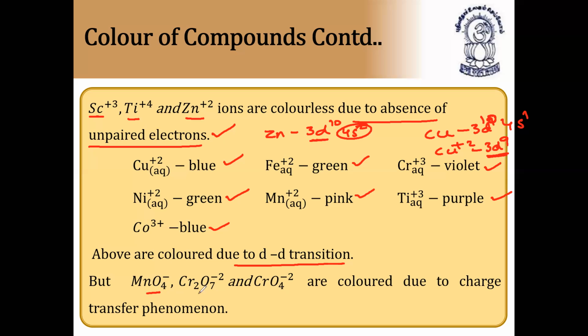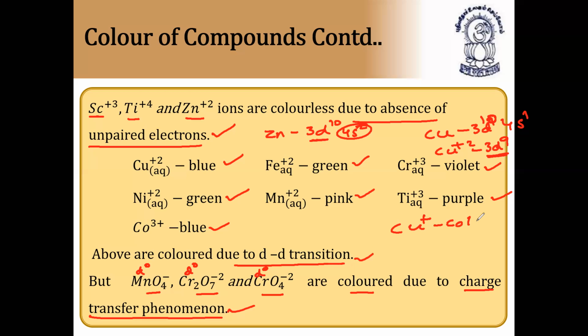But MnO4 minus, Cr2O7 2 minus and CrO4 2 minus are colored due to charge transfer phenomenon, which we have discussed in the previous slide. Even though they contain zero electrons in d orbitals, here d0, here also d0, and here also d0, means even though they do not contain unpaired electrons, still they are colored due to charge transfer phenomenon. And why are the other elements colored? Due to d-d transition.